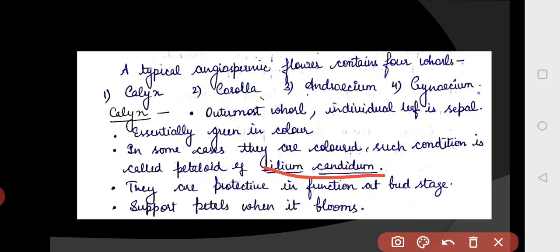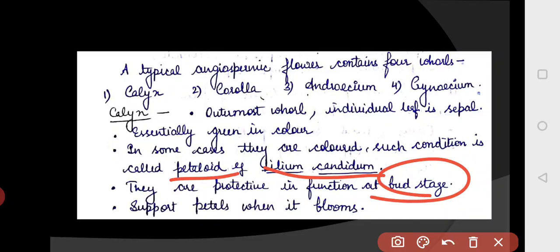Okay, if they are colorful, then this type of condition is called petaloid. In Lilium candidum you will see colorful petals. Now the main function of the calyx is to protect the flower at the bud stage.